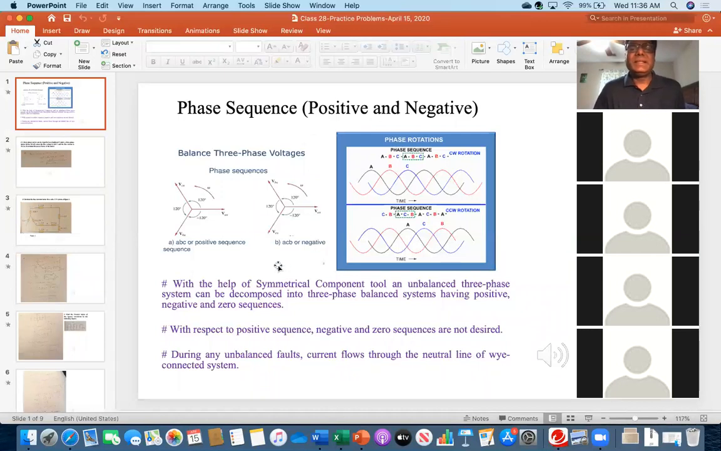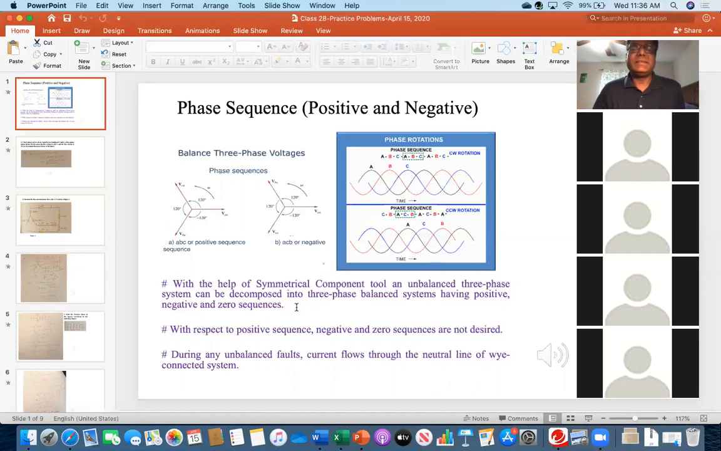Now, here you see that I have brought in the next three bullets, where I have written new things like zero sequence. So zero sequence means like positive, negative, zero. I have written that with the help of the symmetrical component tool, an unbalanced three-phase system can be decomposed into three-phase balanced systems having positive, negative, and zero sequences.